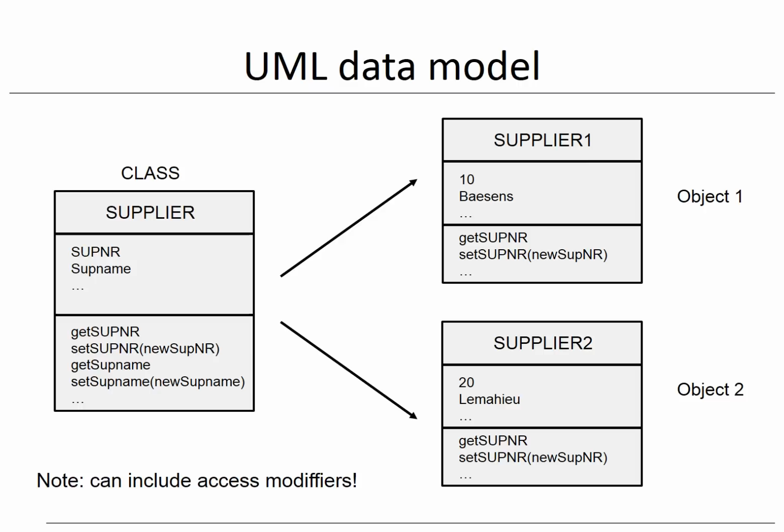In our example, you can also see two objects, supplier 1 and supplier 2, which have been created from the class supplier. Both have values for their variables, as you can see illustrated.